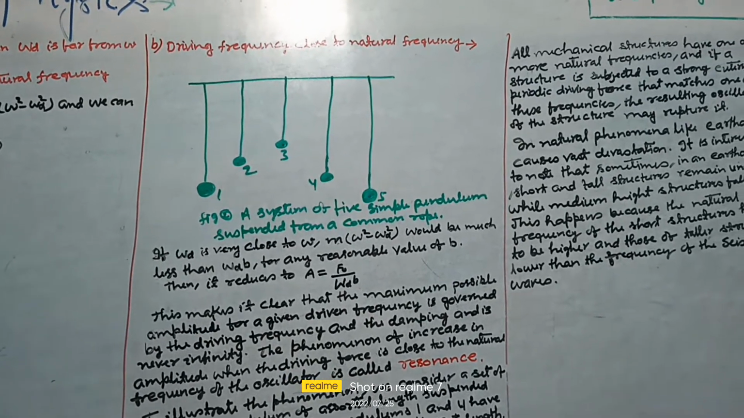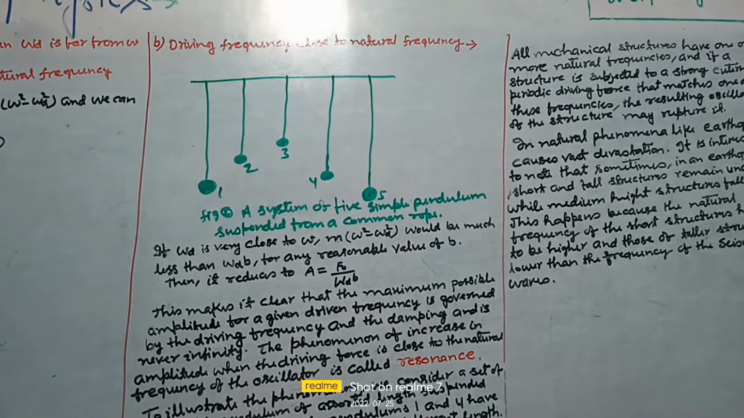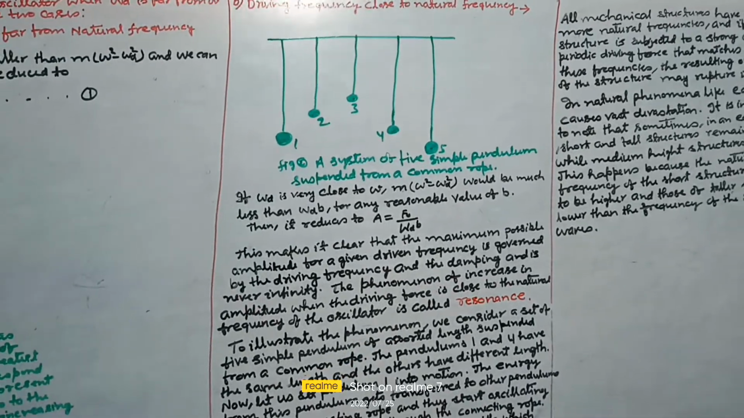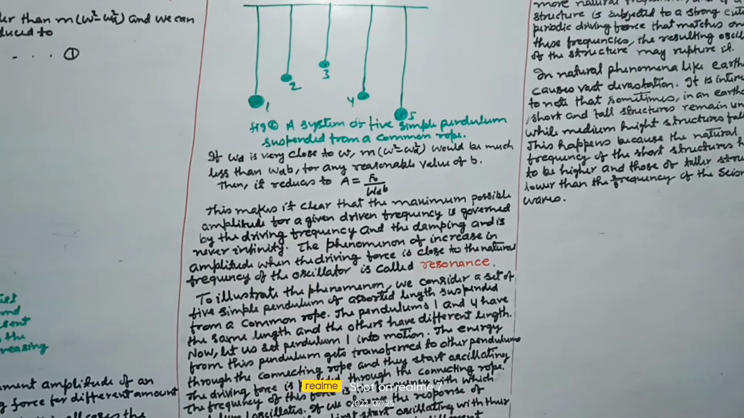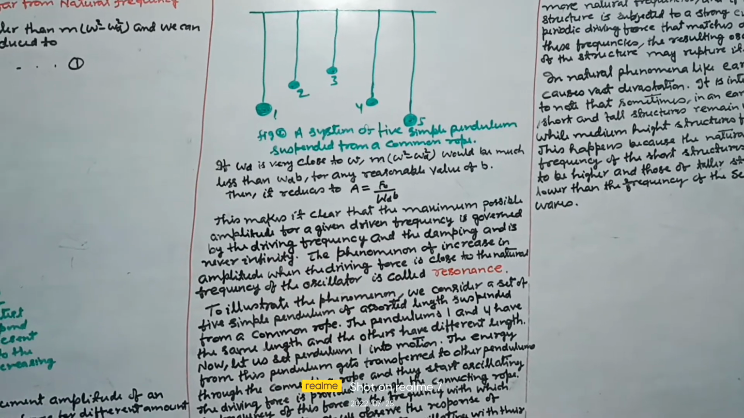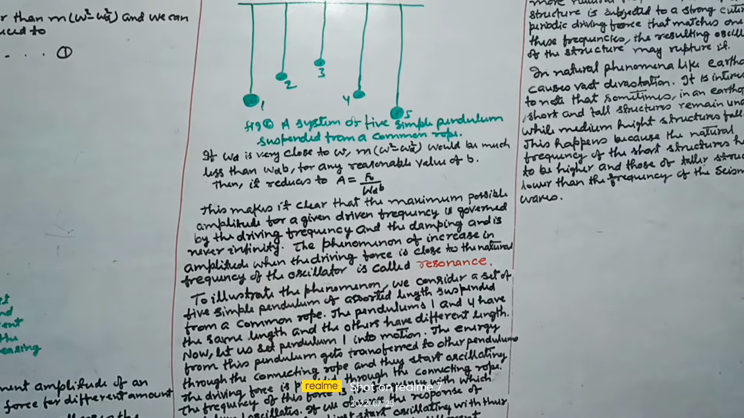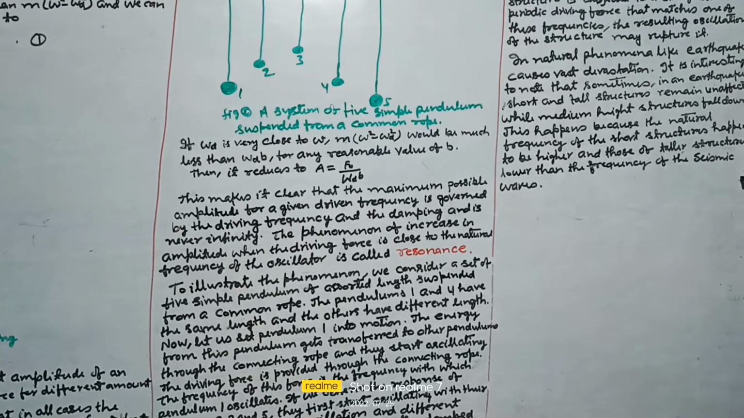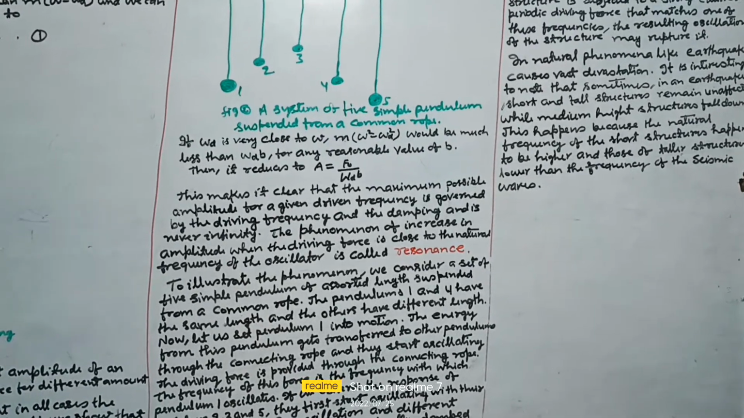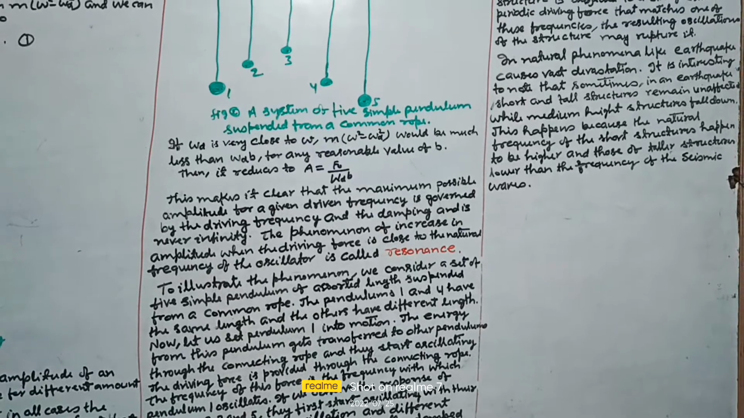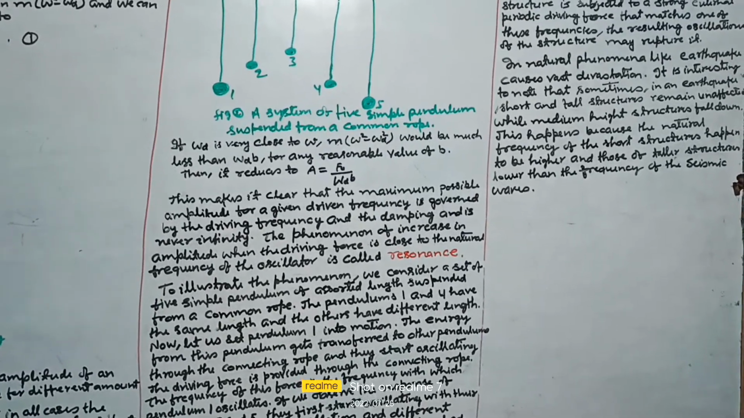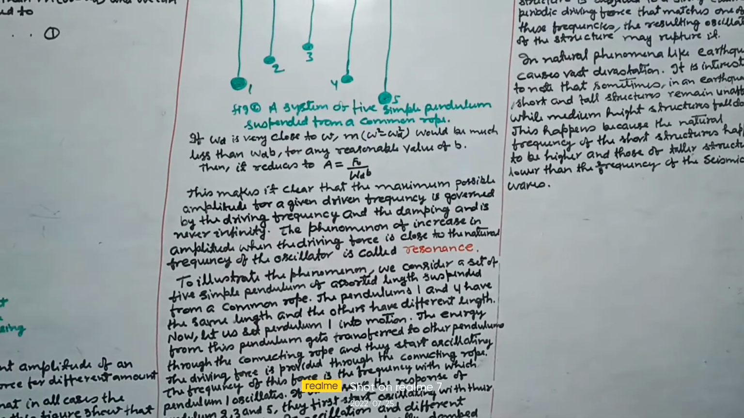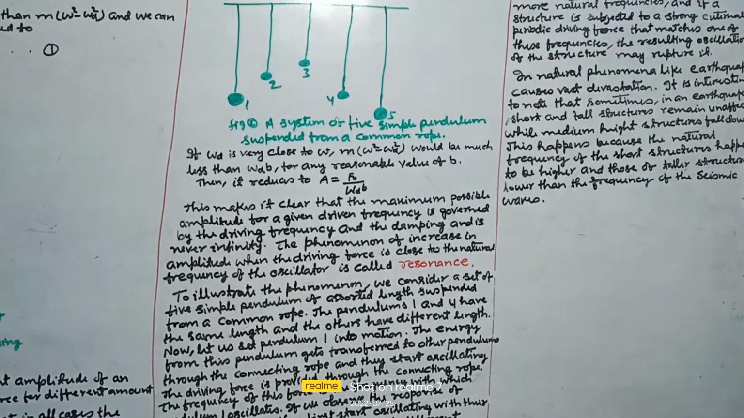The phenomenon of increase in amplitude when the driving force is close to the natural frequency of the oscillator is called resonance. To illustrate the phenomenon, we consider a set of 5 simple pendulums of assorted lengths suspended from a common rope. The pendulums 1 and 4 have the same length and the others have different lengths. Now let us set pendulum 1 into motion. The energy from this pendulum gets transferred to other pendulums through the connecting rope and they start oscillating. The driving force is provided through the connecting rope. The frequency of this force is the frequency with which pendulum 1 oscillates.